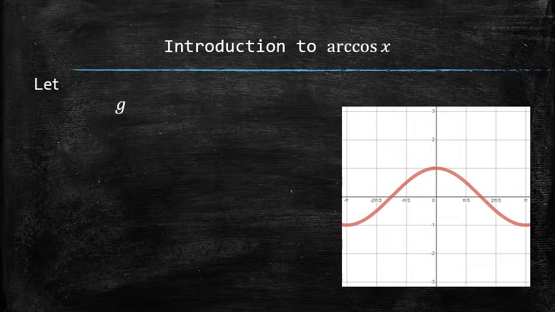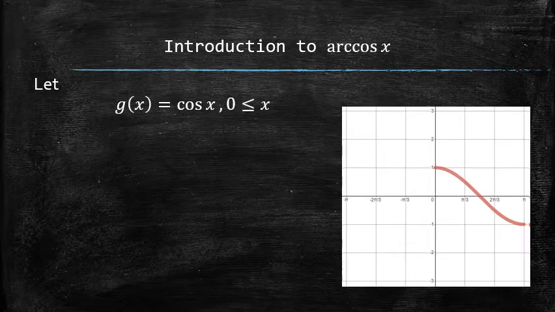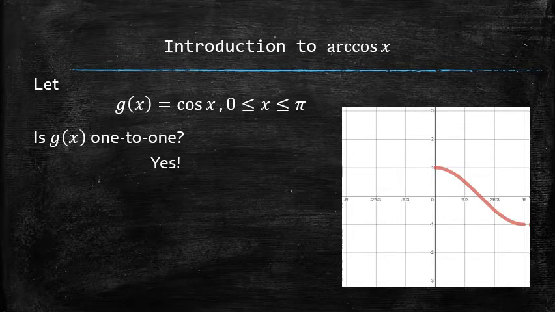Now, let's make a new function g of x from the cosine of x function by restricting the domain of the function to the closed interval between 0 and pi. Is this function one-to-one? The answer is yes, because it passes now the horizontal line test.